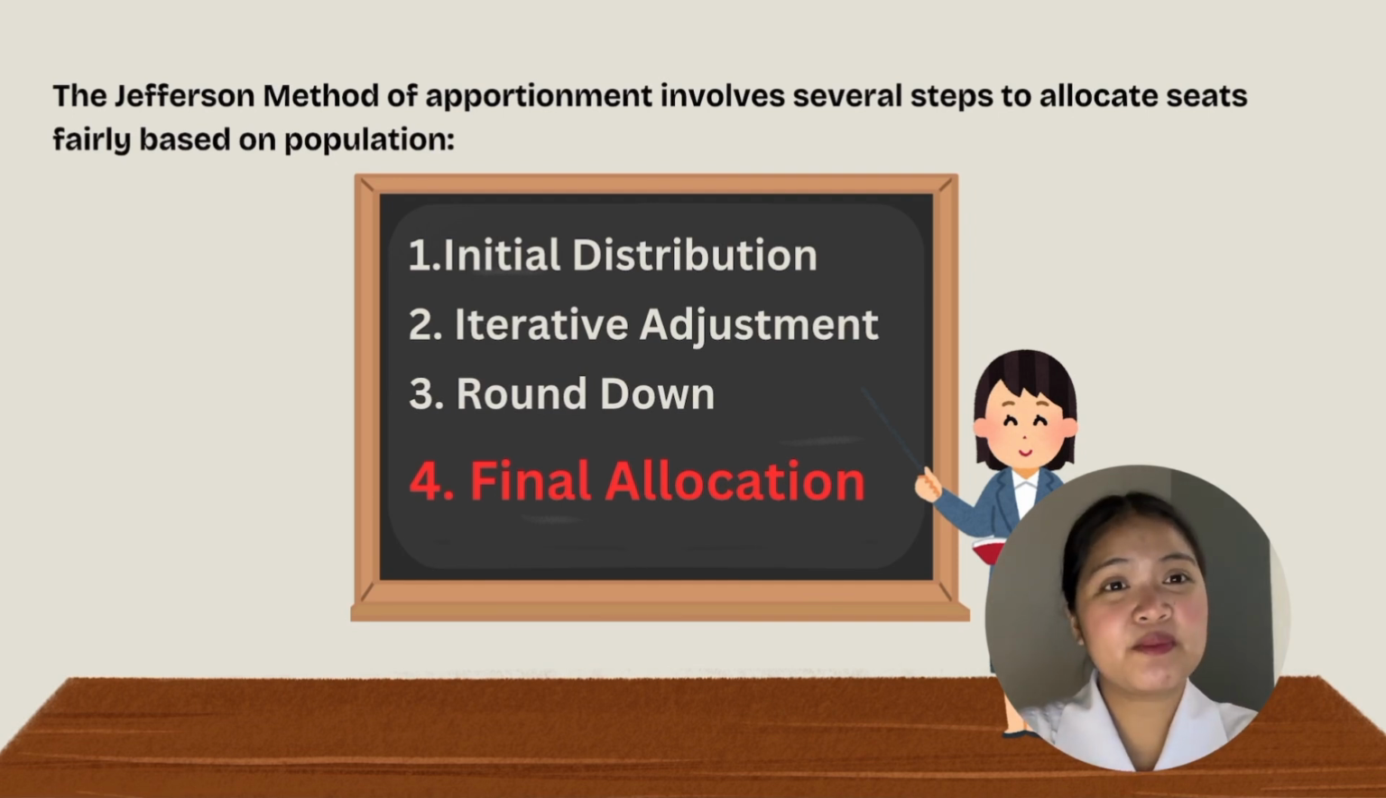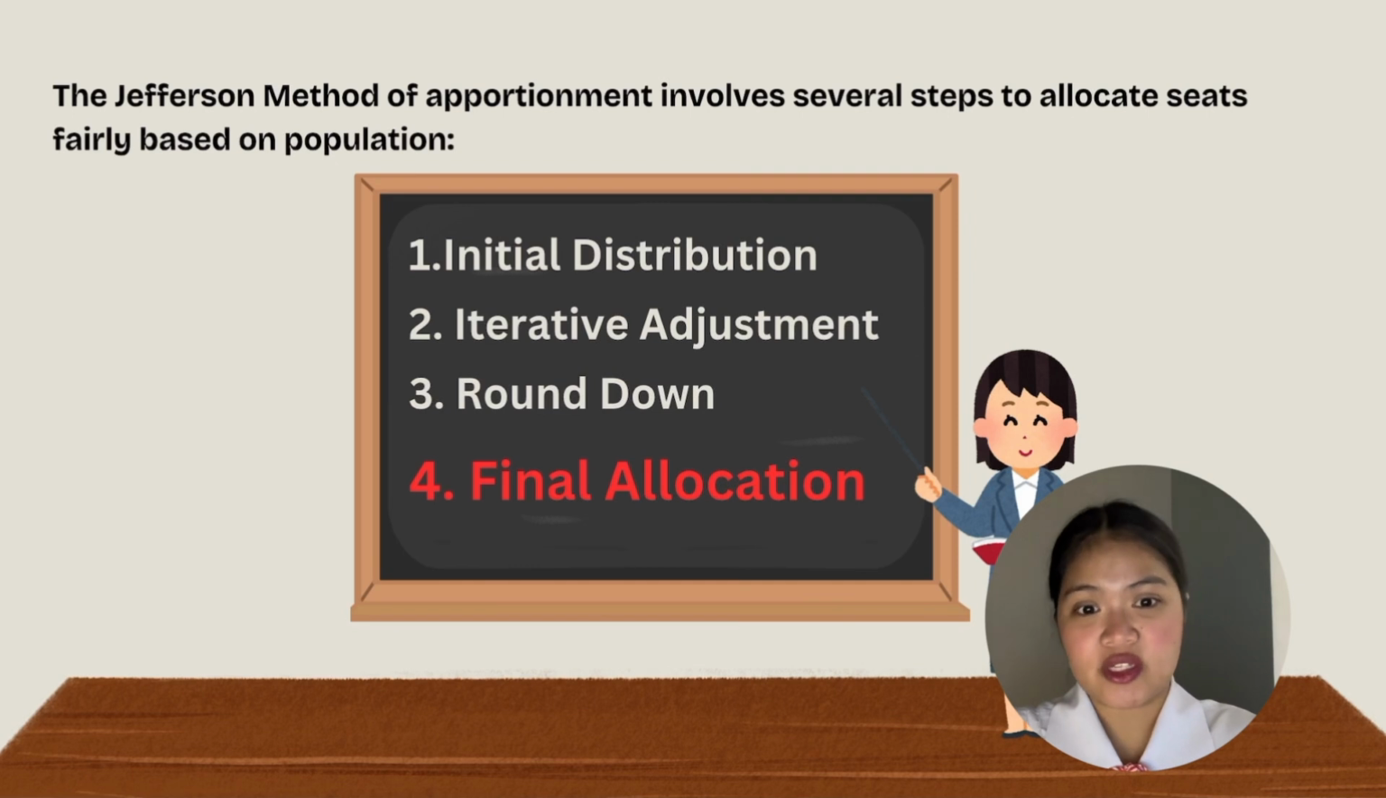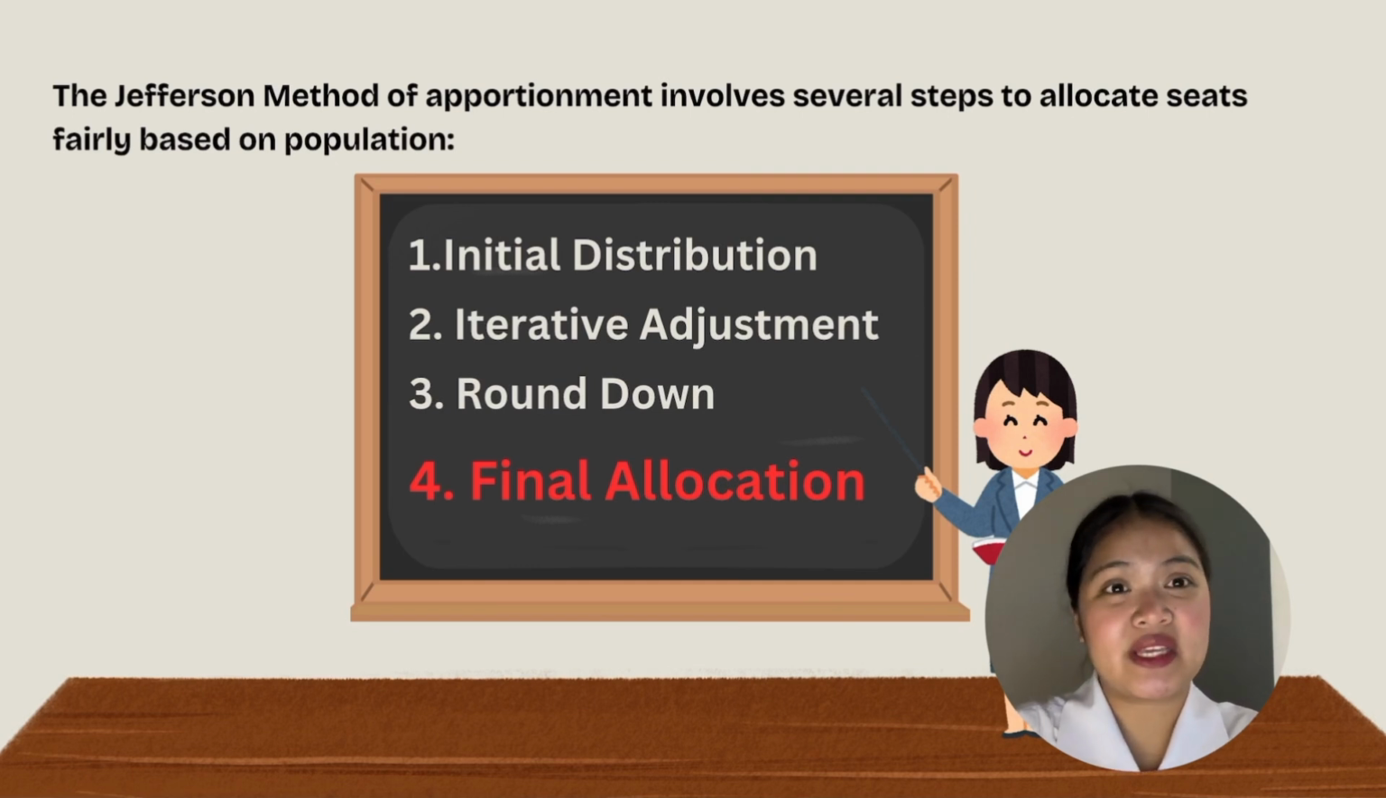Now, while this method was used for several decades, it was eventually replaced by other apportionment methods as the political landscape and population dynamics evolved. However, Jefferson's method remains an important part of U.S. history and an example of the ongoing challenge of balancing representation in a growing nation.